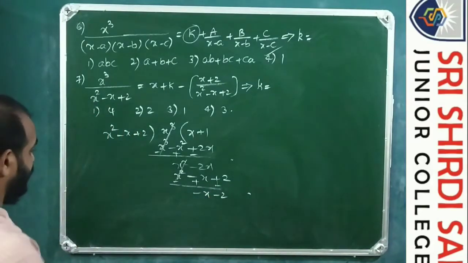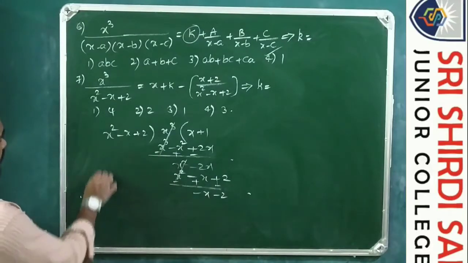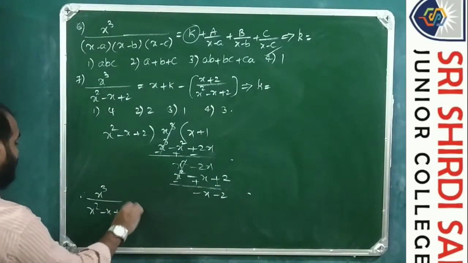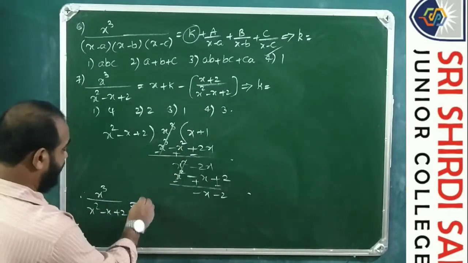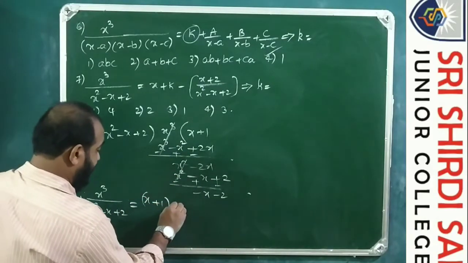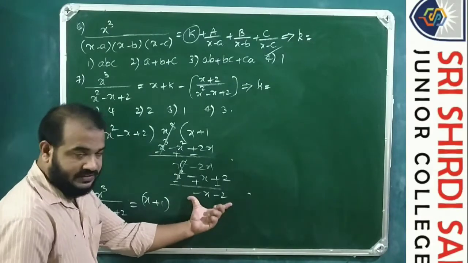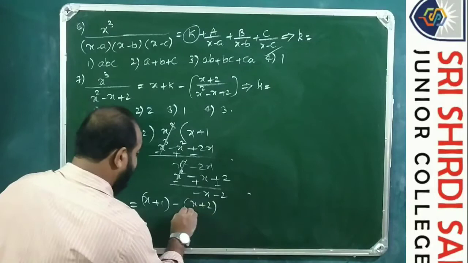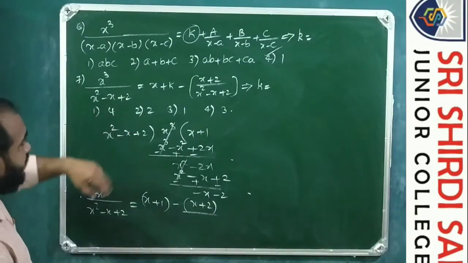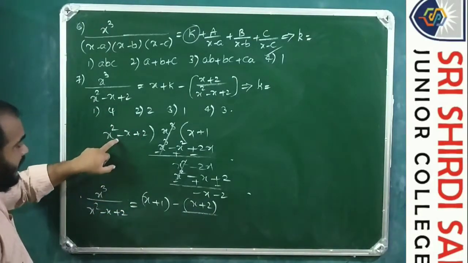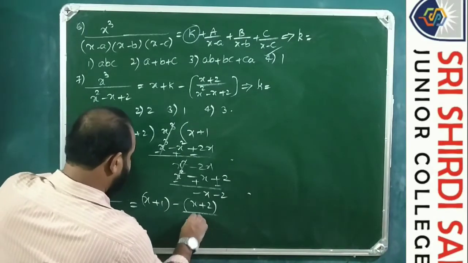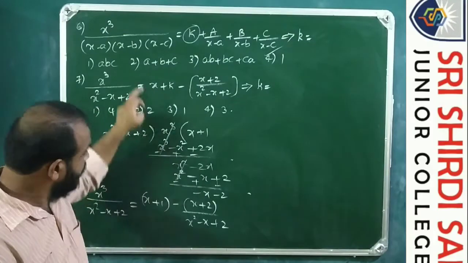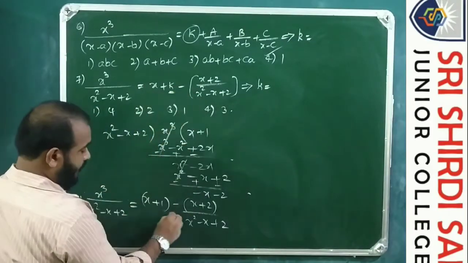So this is equals to x cube by x square minus x plus 2 is equals to x plus 1 plus this. So take minus in common, then x plus 2 by the remainder, which is x square minus x plus 2. So if you compare these two, in the place of k we will find 1.